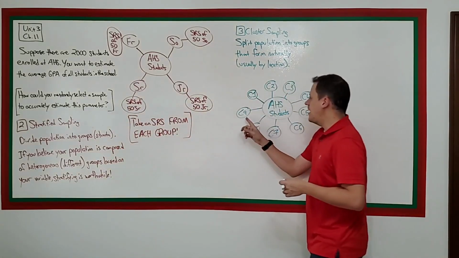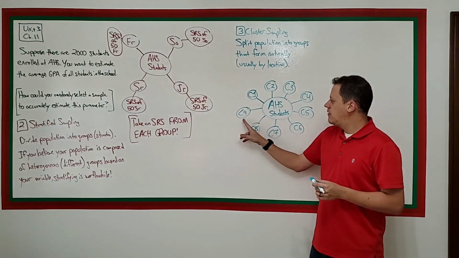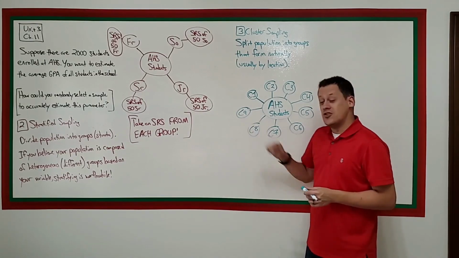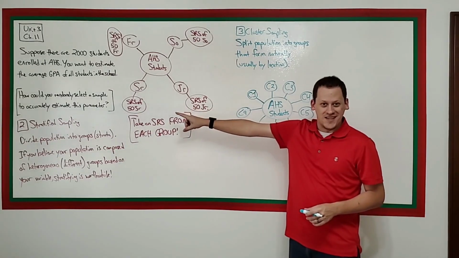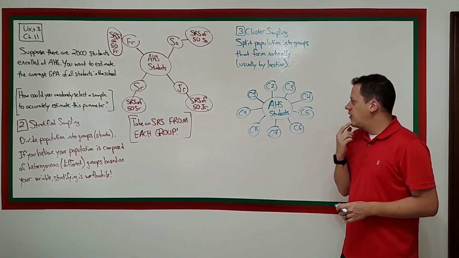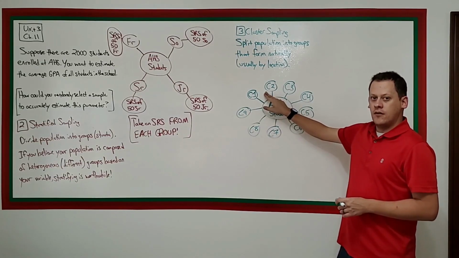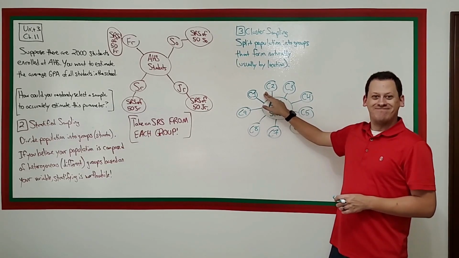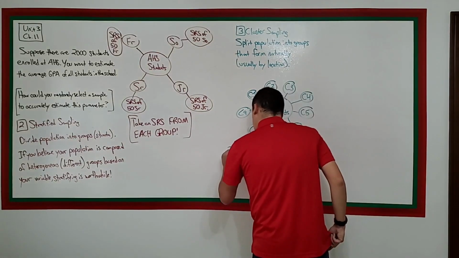Are we going to be taking a simple random sample from each classroom? No. We would need a list of all the students in each classroom to do that. Plus, that would make it stratified sampling. What makes cluster sampling different? We're not going to take a simple random sample from each classroom here. Instead, we're going to sample classrooms. So, take an SRS.